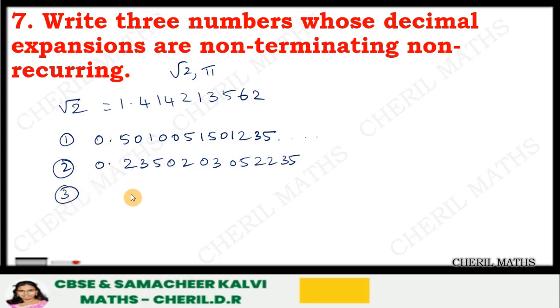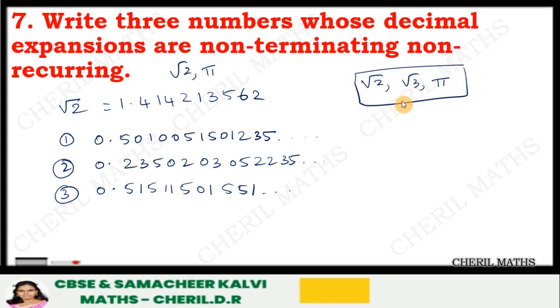They want us to write three decimal numbers. So then you will have 0.51511501551, like this you can write. In this way you can write, or you will have to remember the square root of numbers such as root 2, root 3, and you can remember the value of pi alone up to a few decimal places, and then you can write that also as the answer. In any way you can write, it will be correct only.